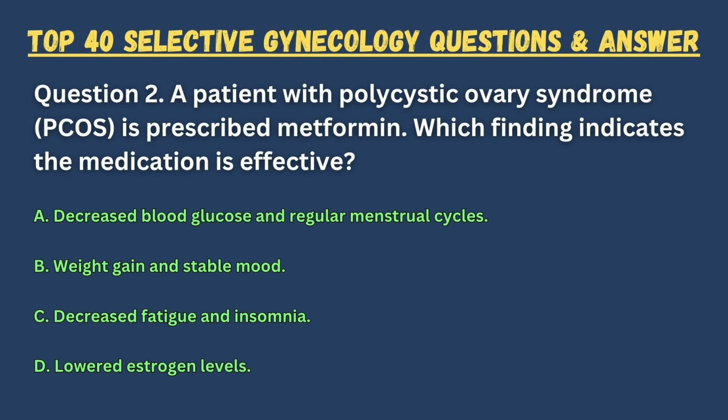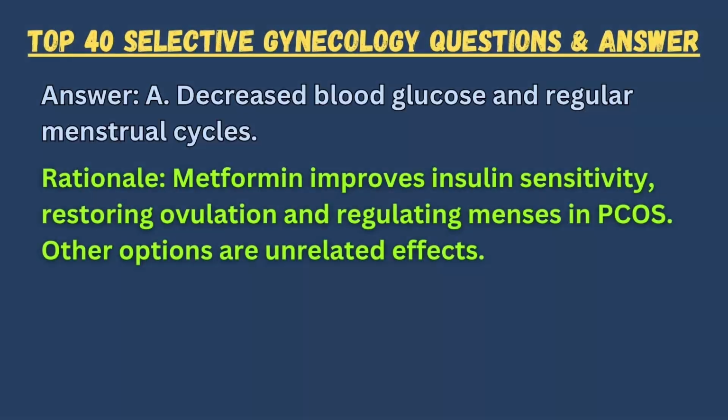Question 2. A patient with polycystic ovary syndrome (PCOS) is prescribed metformin. Which finding indicates the medication is effective? A. Decreased blood glucose and regular menstrual cycles. B. Weight gain and stable mood. C. Decreased fatigue and insomnia. D. Lowered estrogen levels.